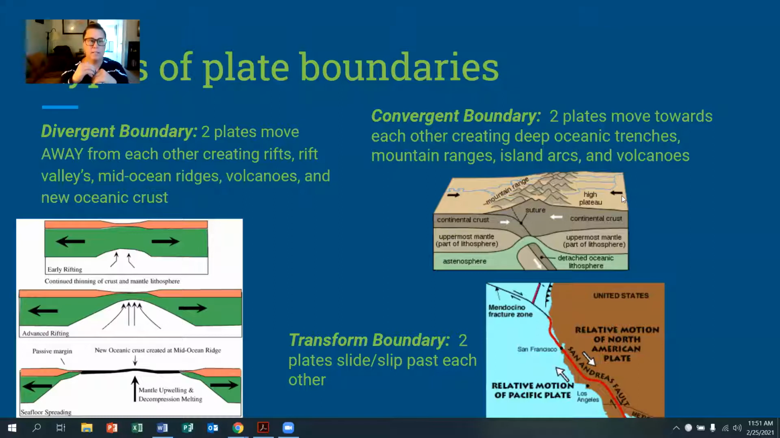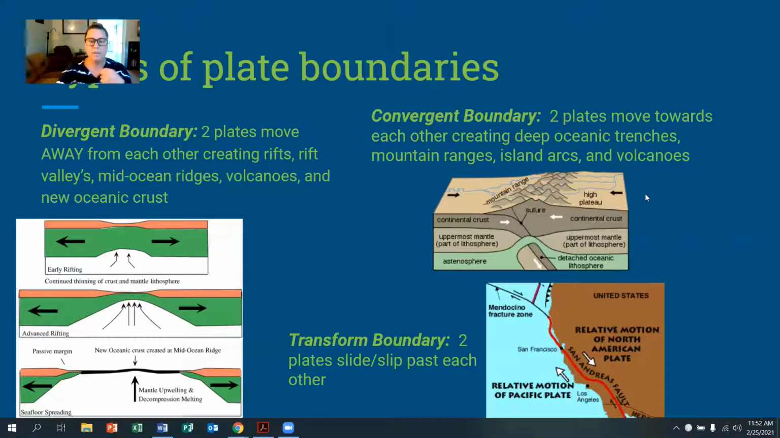And when that happens, it creates a trench. Now, the Marianas Trench is one of the most famous trenches in the ocean. And so at convergent boundaries, at a subduction zone, you'll have trenches. Continental, you'll have mountain ranges. If it's oceanic, volcanoes, island arcs. Those all happen at convergent boundaries where the two plates are coming together.